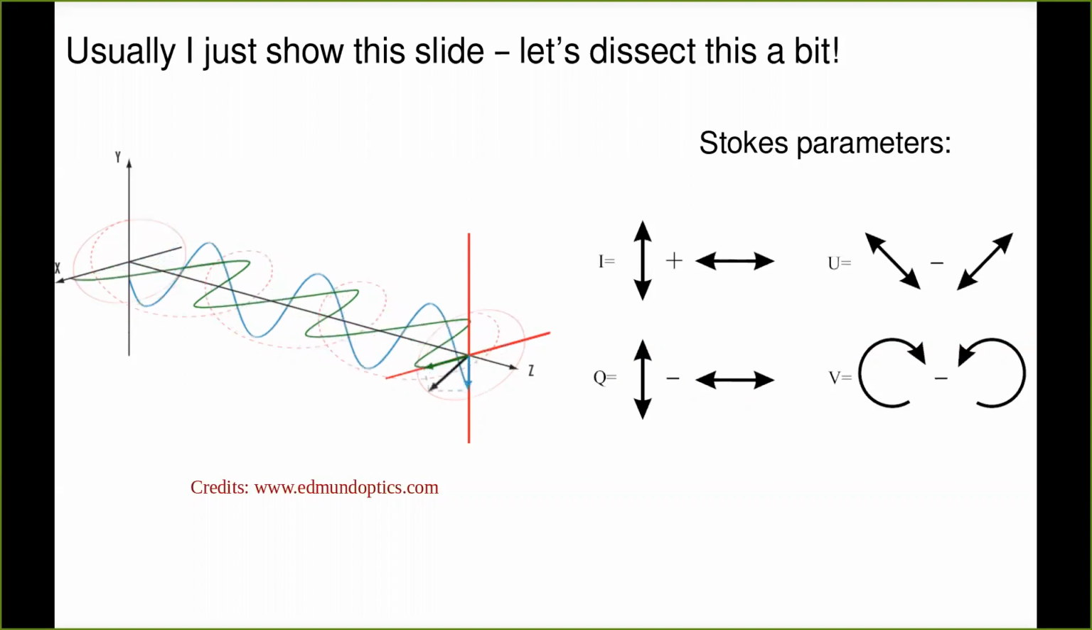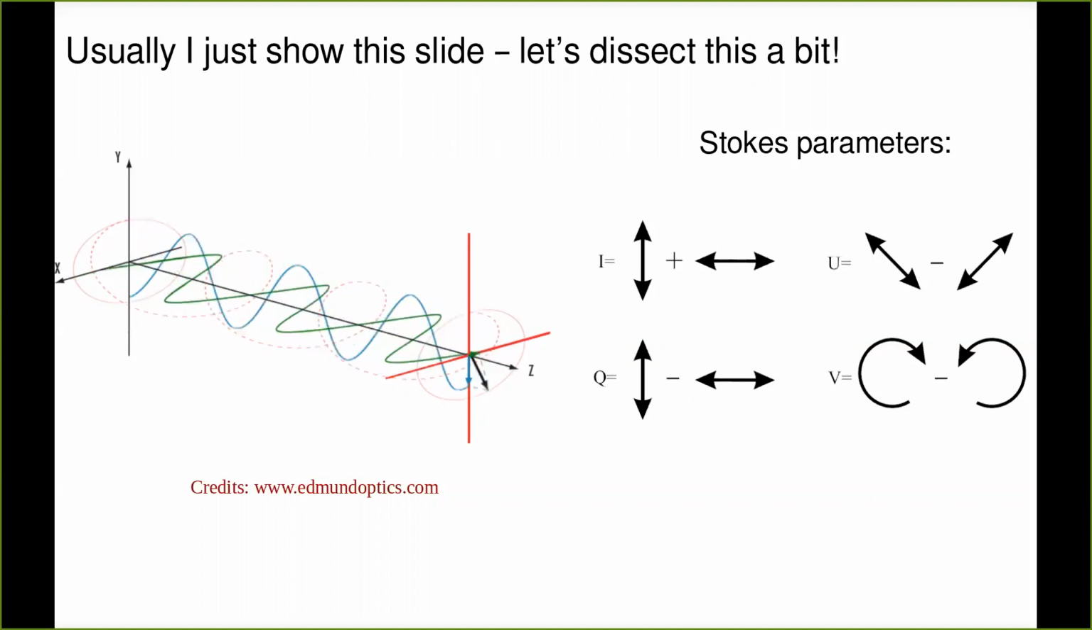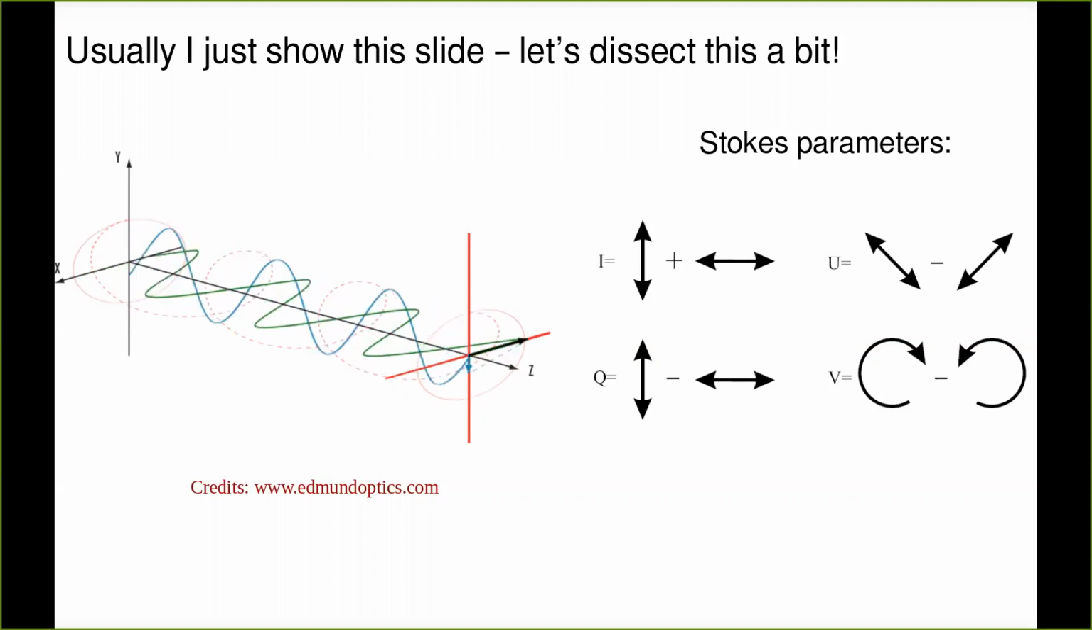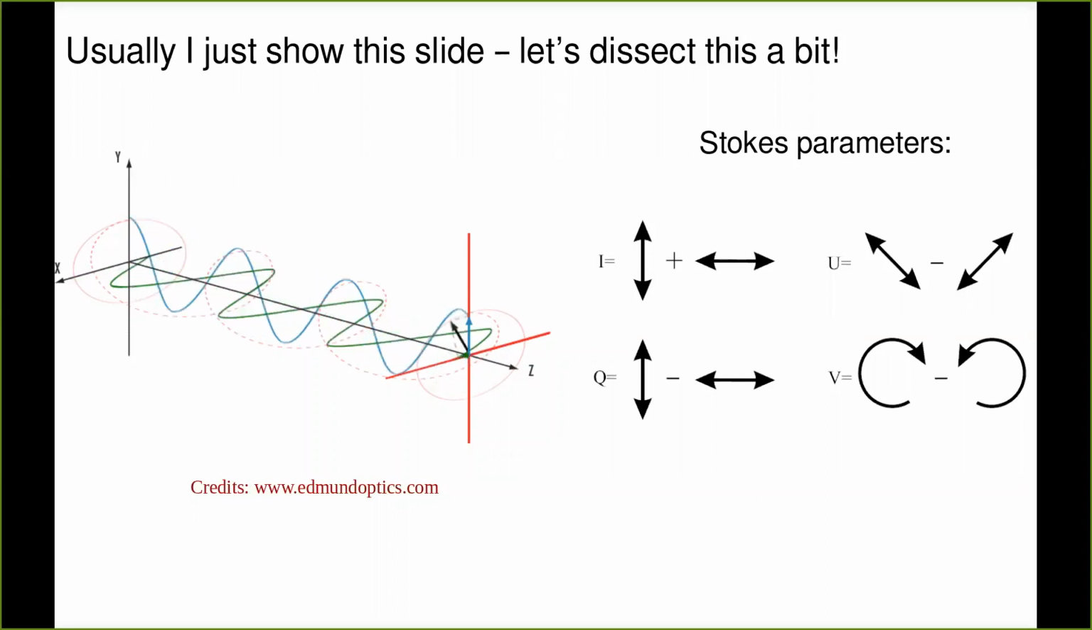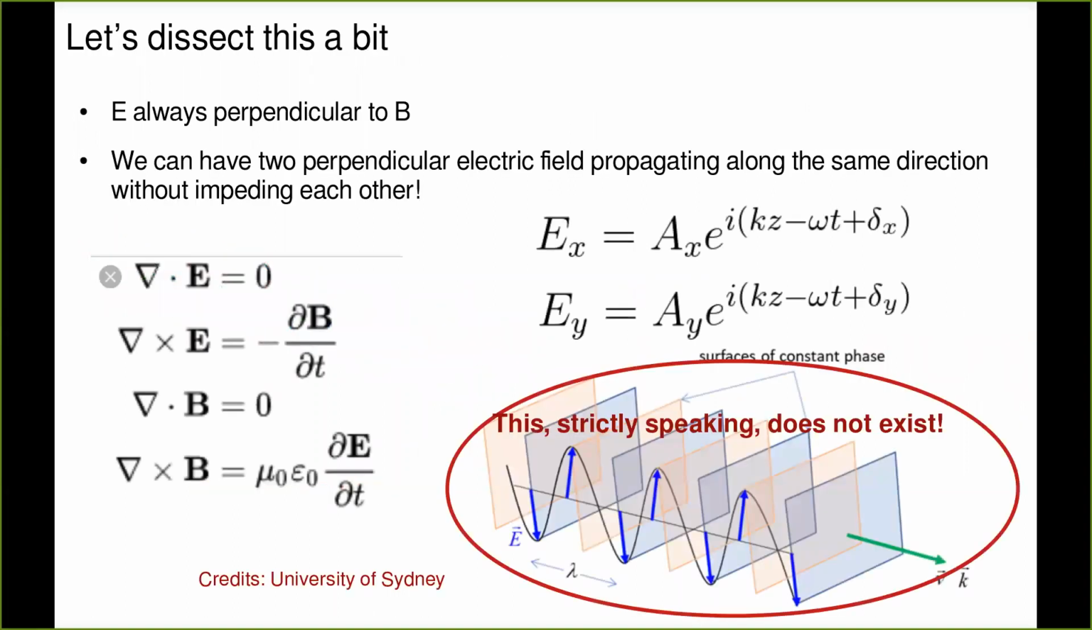So we're going to try to understand what's happening here. You are all probably guessing that on the left-hand side, this GIF is showing you an example of elliptically polarized light. On the right-hand side, we have the operational definition of Stokes parameters. So now we are going to try and understand why they are made like that.